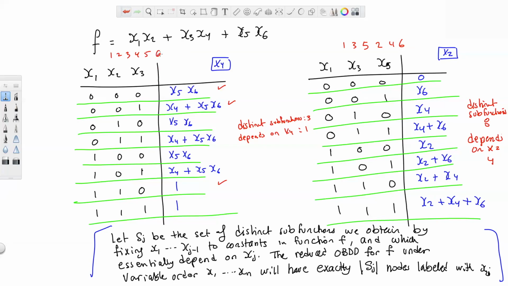And if we look at it more generally, it says let this set Sj be the set of distinct subfunctions that you obtain by fixing x1 all the way to xj minus 1 to constants, like we did here, and that also essentially depend on this particular variable. Then guaranteed the reduced OBDD for f under this variable order will have exactly that many nodes labeled with this variable. So it's all about subfunctions, and about using a variable order that induces the smallest number of distinct subfunctions.